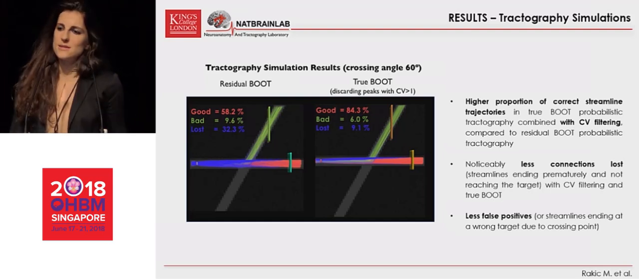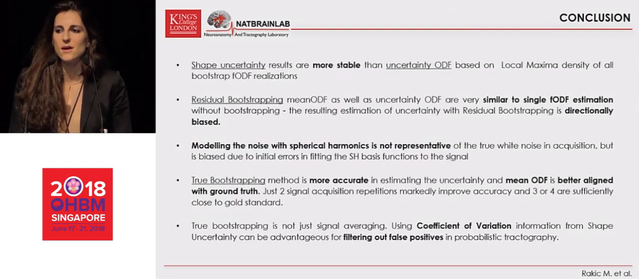So just to quickly summarize, shape uncertainty is more stable than uncertainty ODF.